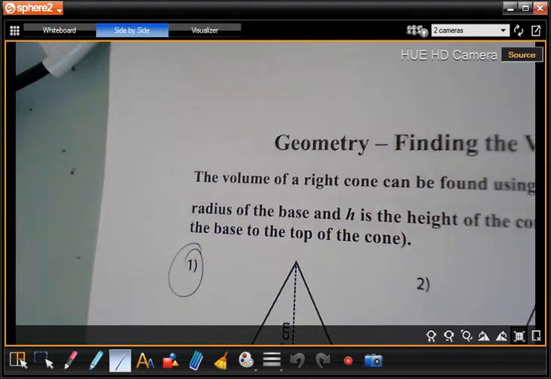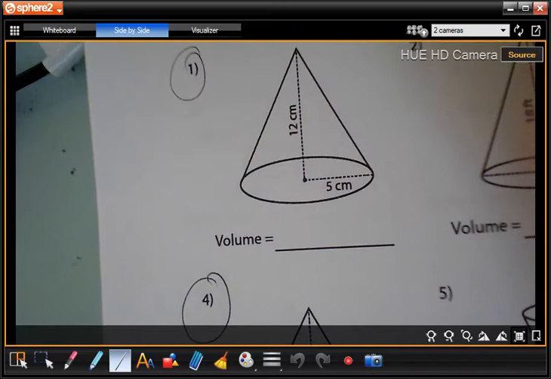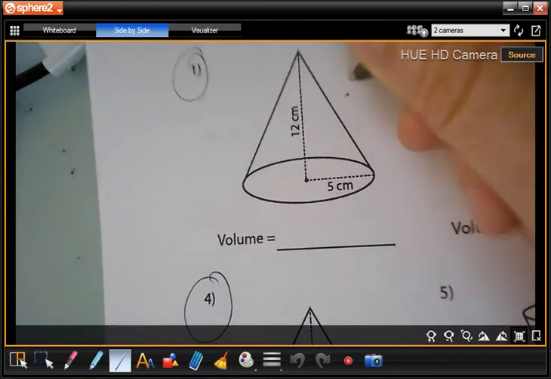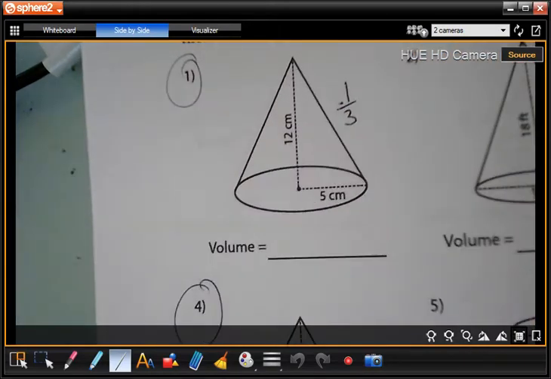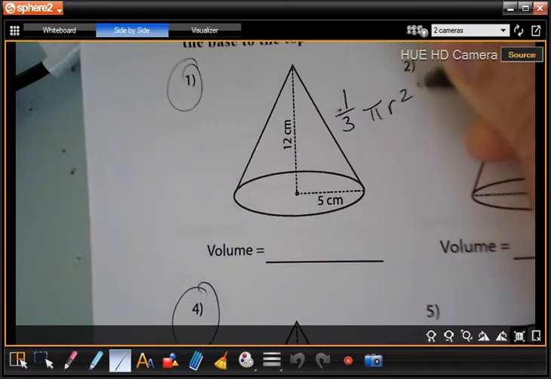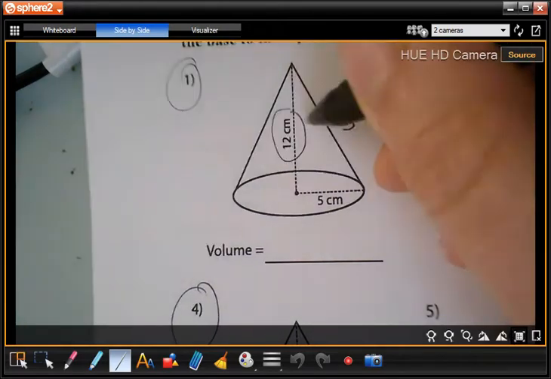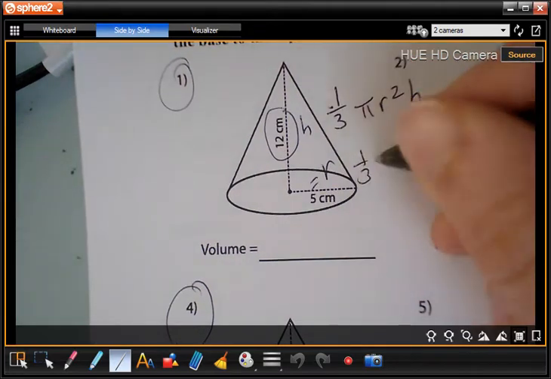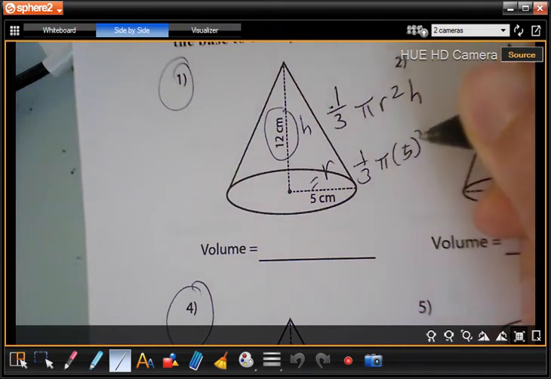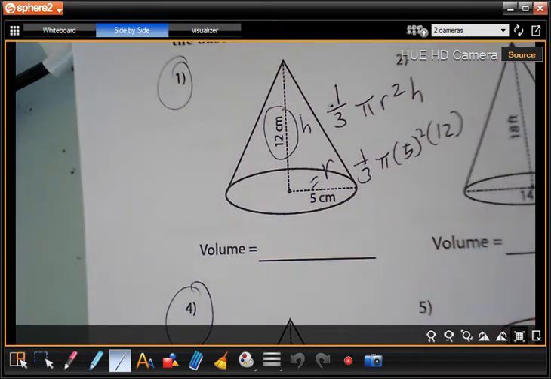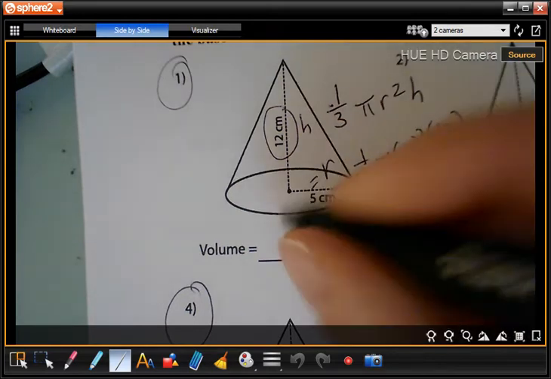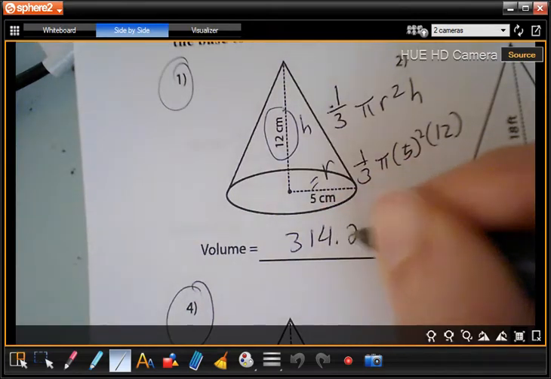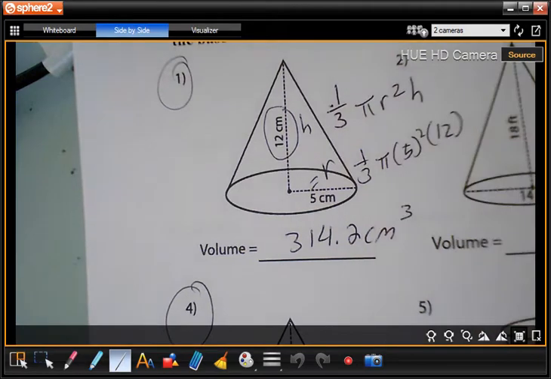We're going to find the volume of cones. So you've got the volume formula right up at the top of your paper, and we're going to just look at number 1. Right here, we're going to go 1/3 pi r squared h. H is 12, r is 5. So we're just going 1/3 pi 5 squared times 12. Multiply those all together, and we get 314.2 centimeters cubed, because it's a volume.